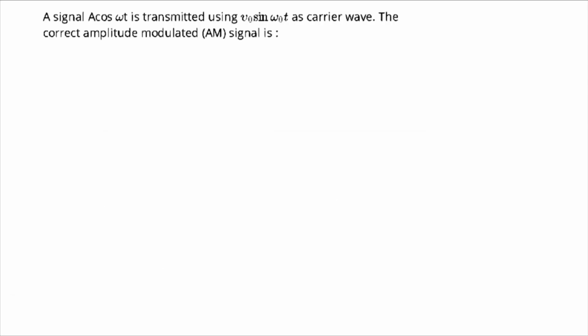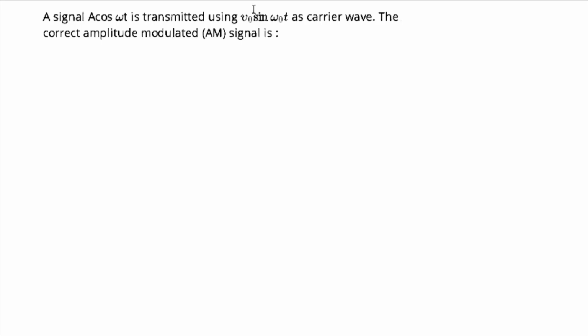As in the given question, we can see that a message signal A cos omega t is transmitted using the carrier wave. Find the correct amplitude of the modulated signal. The question is asking about the amplitude of the modulated signal.